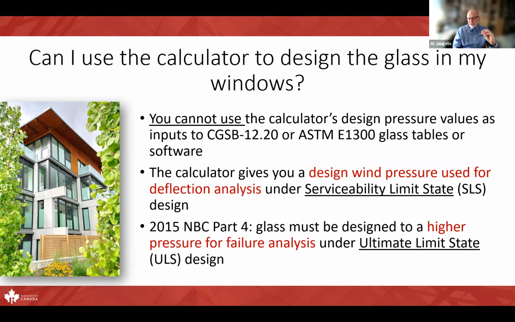But basically, you can't just use the design pressure value from the calculator as the input with ASTM E1300 or even with CGSB 12.20. It was my understanding, and that is correct, that you had to factor it before you could use it. It just so happens that the IGMA software I referred to, which is called GD 2012, does factor it in the background. But if you were to use the calculator value with the paper standard and not factor it according to the Part 4 load combination factors, you would be deceiving yourself as to the glass strength.